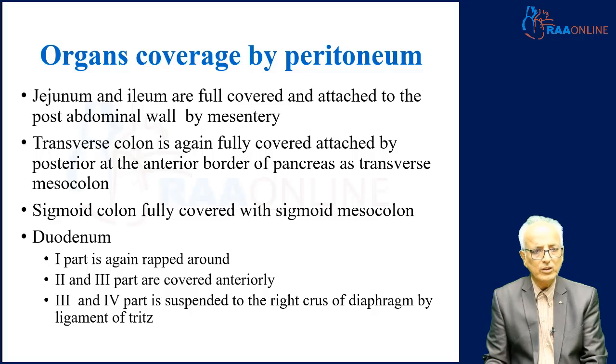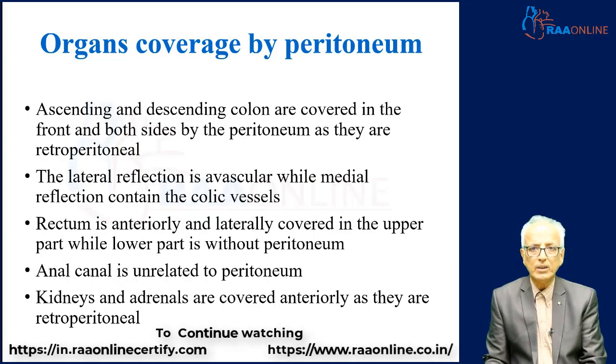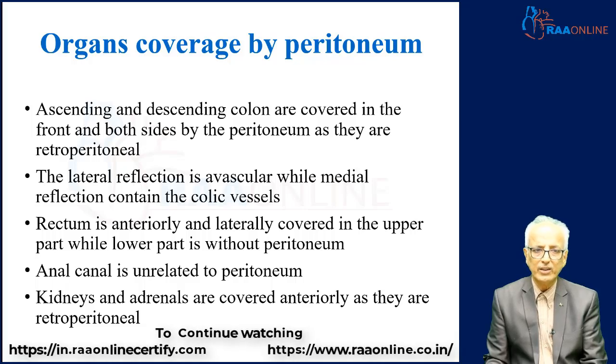Coming to duodenum, the first part is again fully wrapped by peritoneum. The second and third part are covered anteriorly and they are retroperitoneal structures. Third and fourth part is suspended to the right crest of the diaphragm by a ligament called ligament of Treves. Ascending and descending colon are covered in the front and both the sides by the peritoneum as they are retroperitoneal.